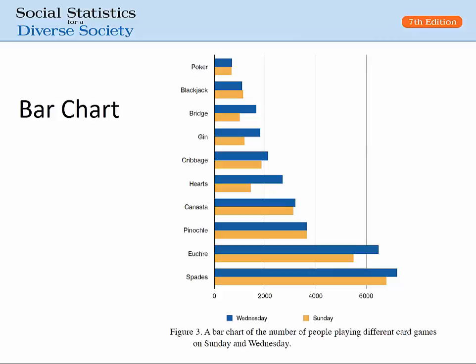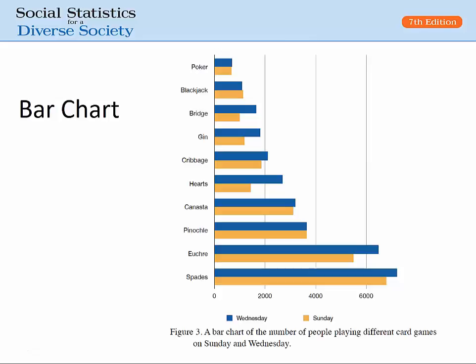And remember, when you're creating a bar chart or a pie chart or any type of graphical representation, you're doing it for your viewer. You want to be able to convey the data in a way that the viewer understands. And so this just simply shows 2 days of the week that people play cards, each type of card game on Wednesdays and Sundays.